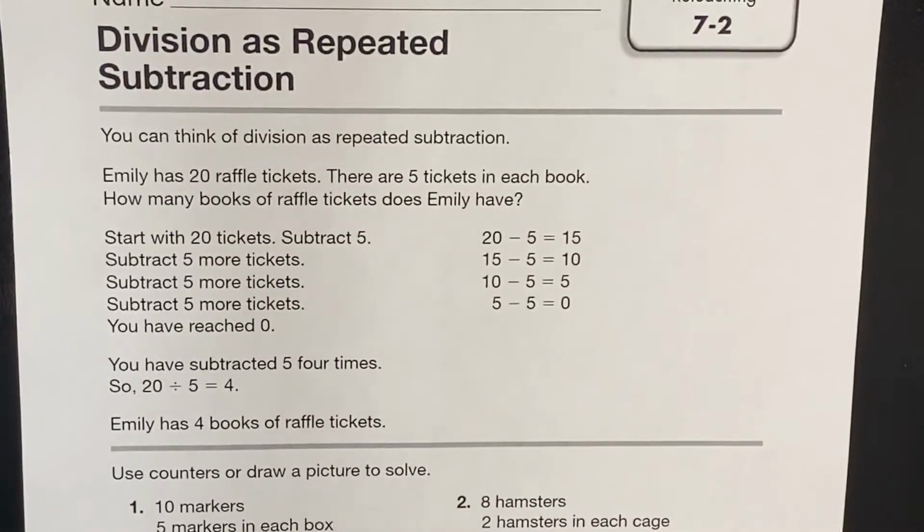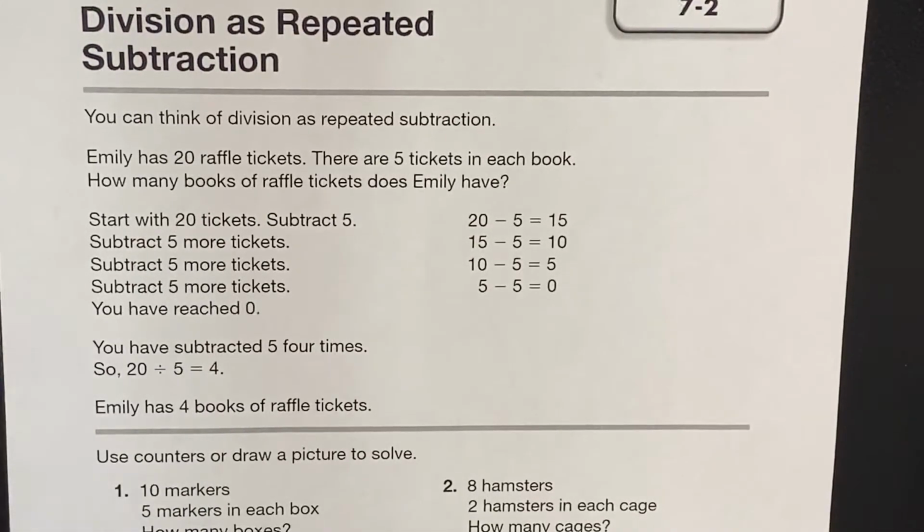Okay, so we're going to start with this example. I'm going to read it to you, and then I'm going to solve this on a piece of scrap paper. You are probably going to want to get a piece of scrap paper for this. You can think of division as repeated subtraction. Emily has 20 raffle tickets. There are 5 tickets in each book. How many books of raffle tickets does Emily have?